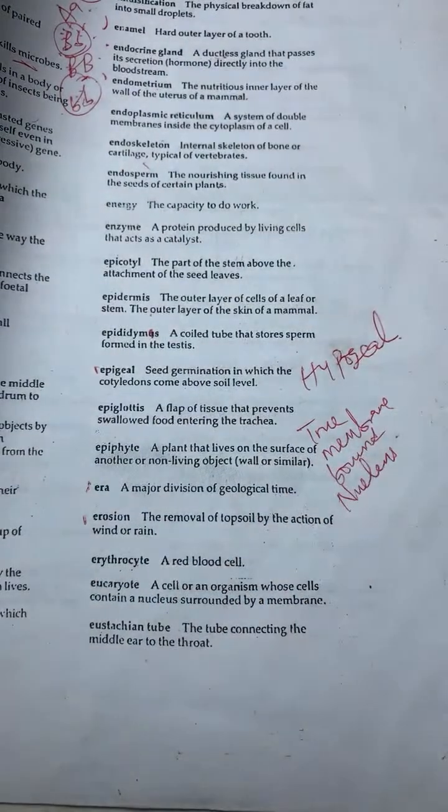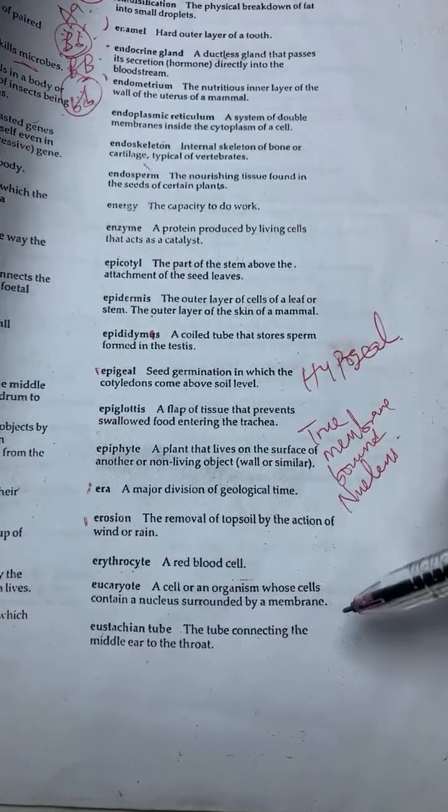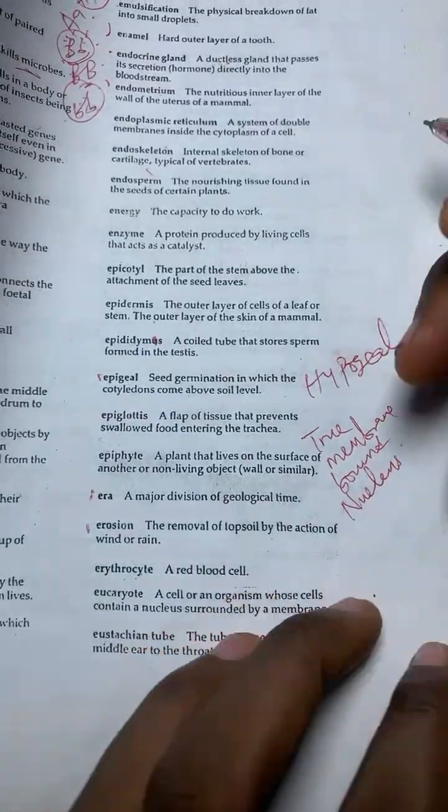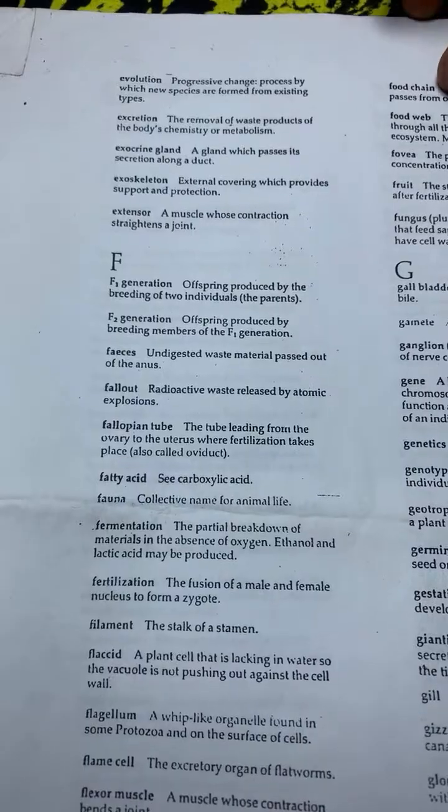Now we have eustachian tube. Eustachian tube is a tube connecting the middle ear to the throat. The tube connecting the middle ear to the throat is called what? The eustachian tube. All right, we'll move on.